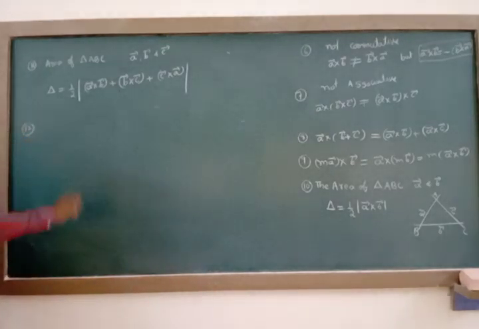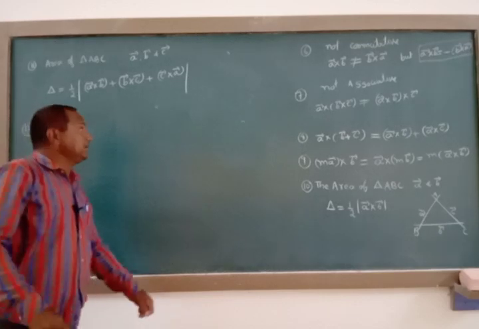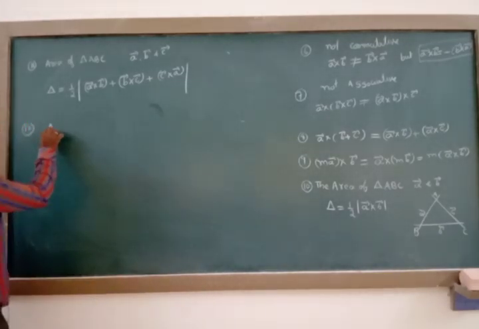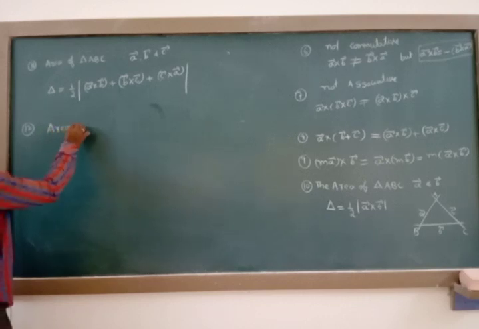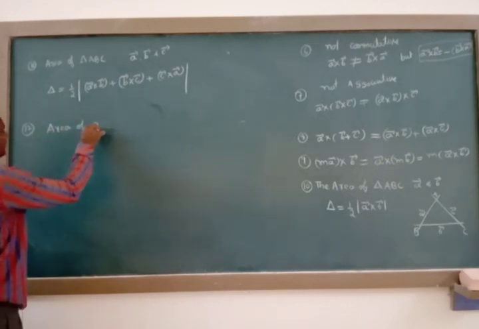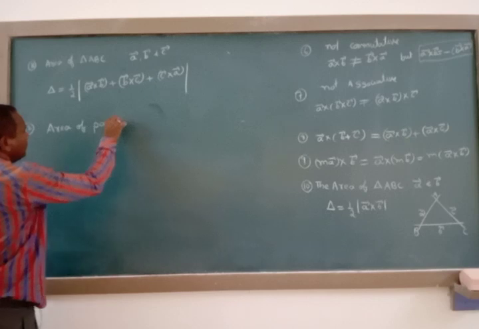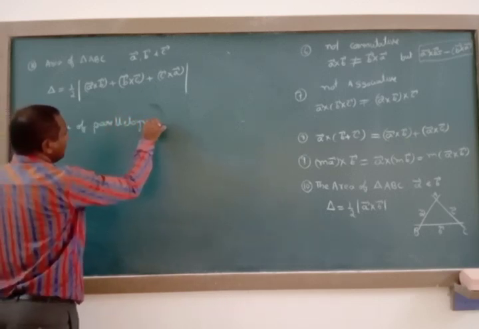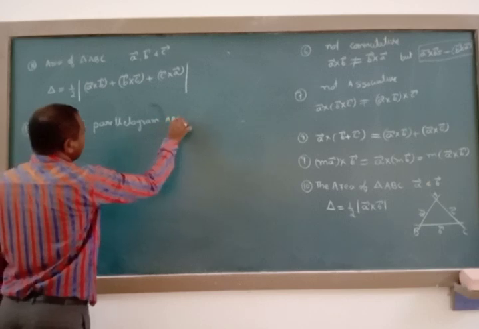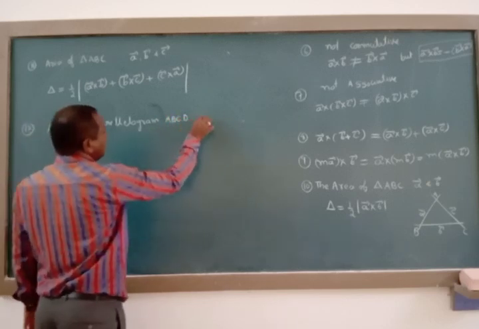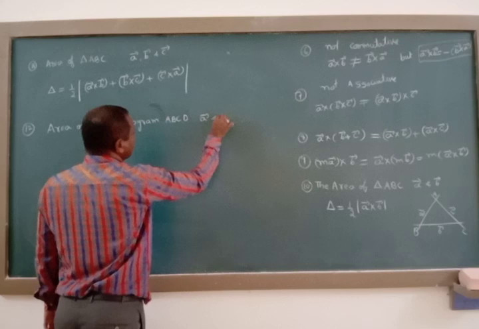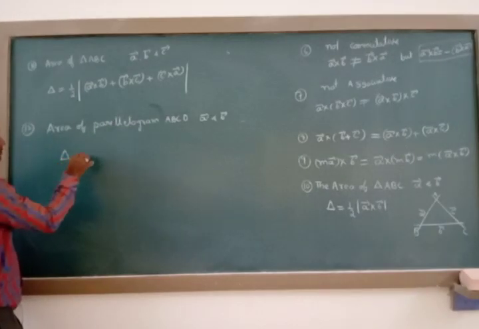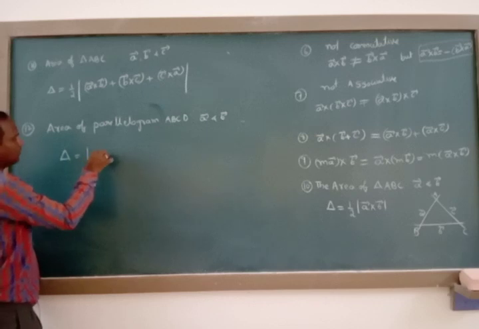12th. The area of parallelogram ABCD with the adjacent sides A bar and B bar is given by delta is equal to magnitude of A bar cross B bar.